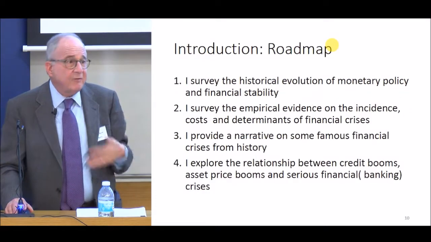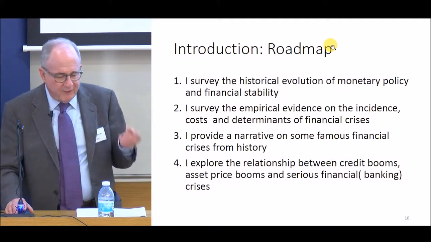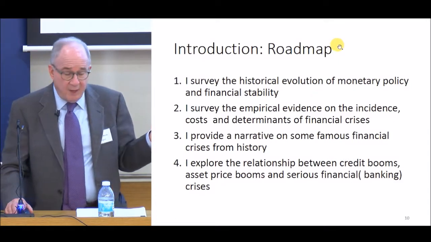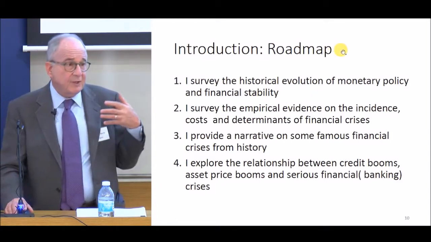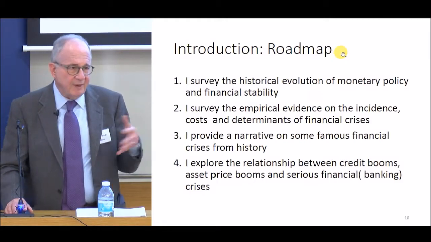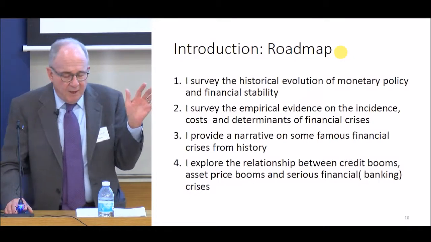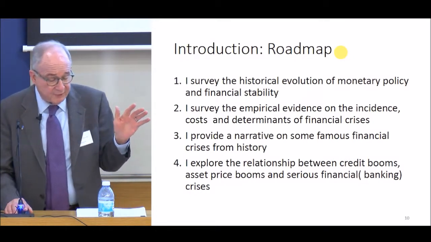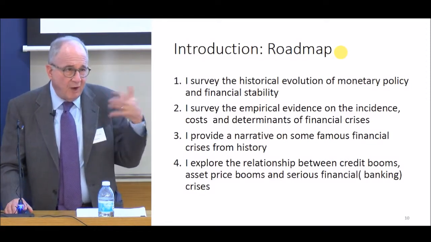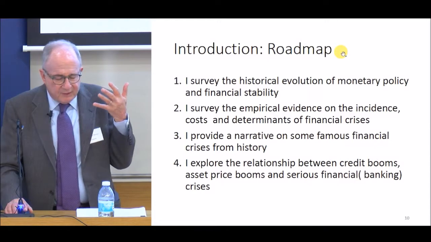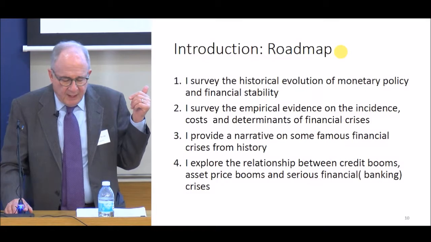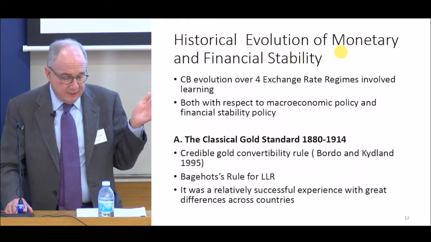And so what I do is I survey the historical evolution of monetary policy and financial stability. Then I look at some empirical evidence that I put together with others on the incidence, the costs, and determinants of financial crises. And then I tell some stories, and if I run out of time, I might cut corners here on some famous financial crises from history, but I have some nice pictures. And then the fourth thing I do, which is novel, is I look at some simple evidence on the relationship between credit booms, asset price booms, and very serious banking crises.